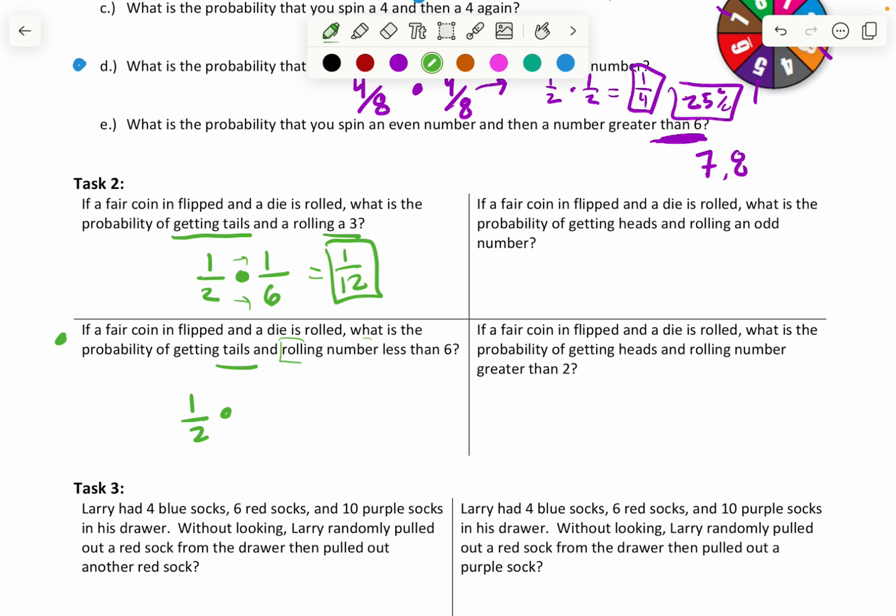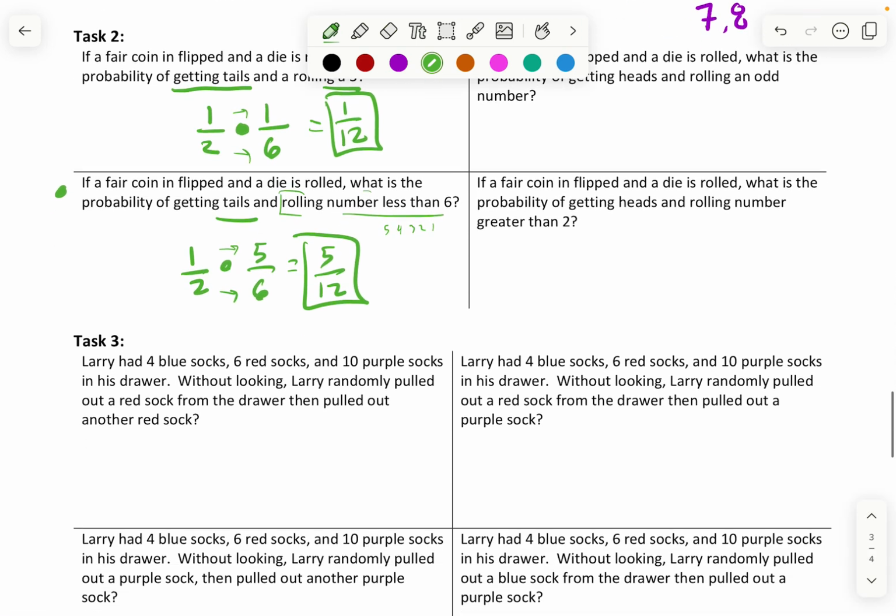Okay, and then this is where people could get lost a little bit. Rolling a number less than 6. What are the numbers less than 6? Well, 5, 4, 3, 2, and 1. So those would be 5 numbers out of 6 numbers. And so now you can't simplify these again. So I'm going to go 1 times 5 is 5, 2 times 6 is 12, and that would be my answer. Not so bad. All right, you do the other 2.